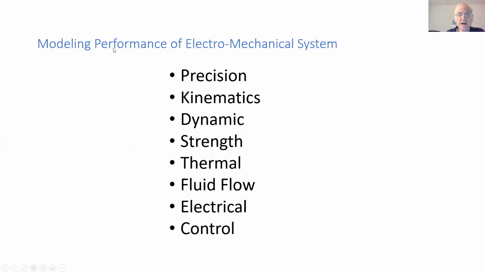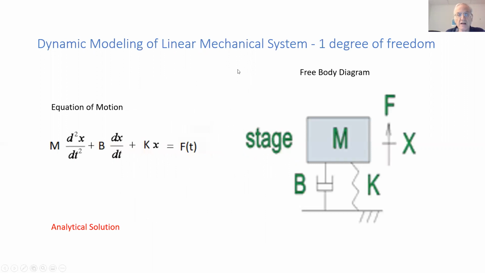The different modeling that we need to consider when we design an electromechanical system are precision, kinematic, dynamic, strength, thermal, fluid flow, electrical, and control. The modeling is based on a sketch which shows the different variables and parameters, as well as the mathematical relationship between the variables and the parameters.